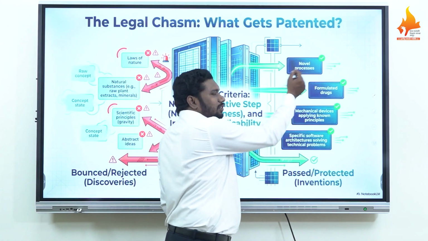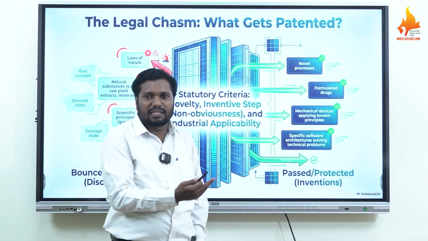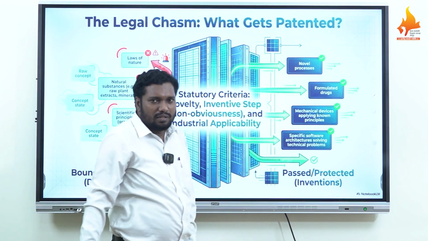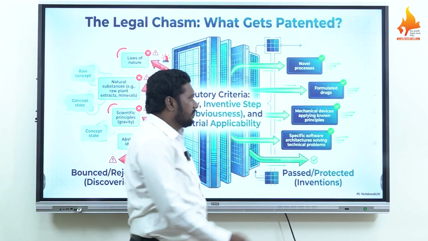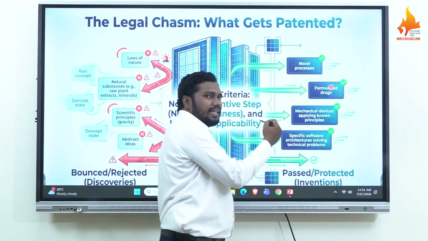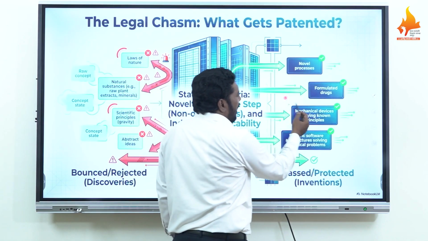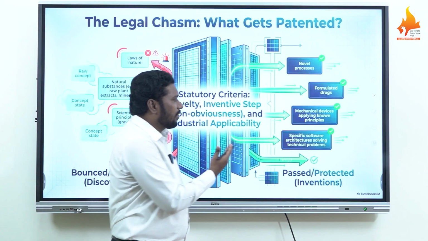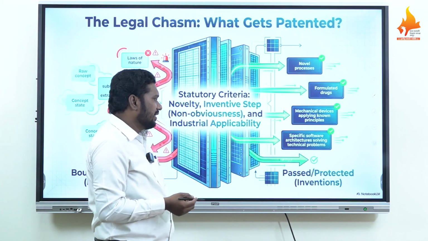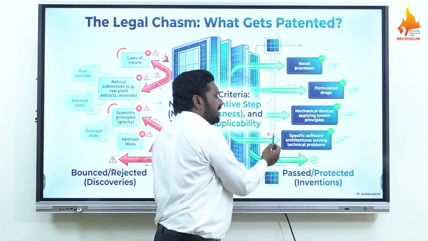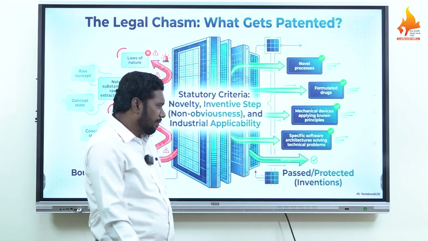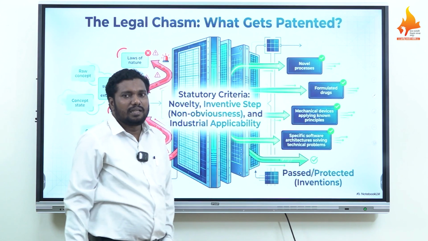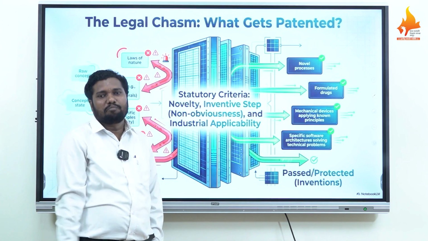So first, novel process, as we have seen in the example of penicillin. If the process is novel, it can be patented. If there are some formulated drugs, they can be patented. If there are mechanical devices that are prepared by applying known principles, that can be patented. Specific software architectures solving a technical problem can be patented. So these are all examples of inventions which can be patented.